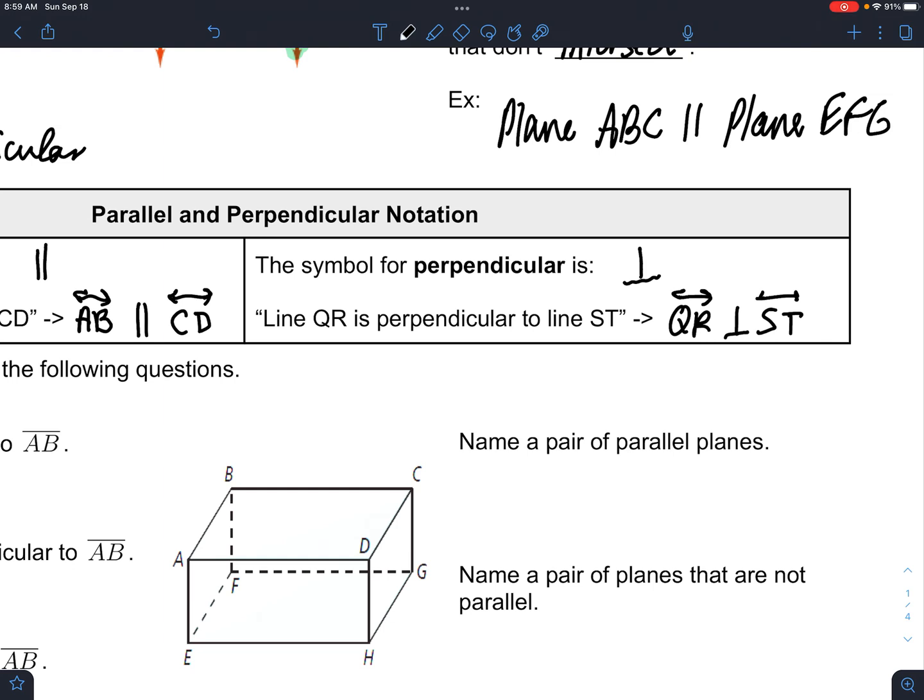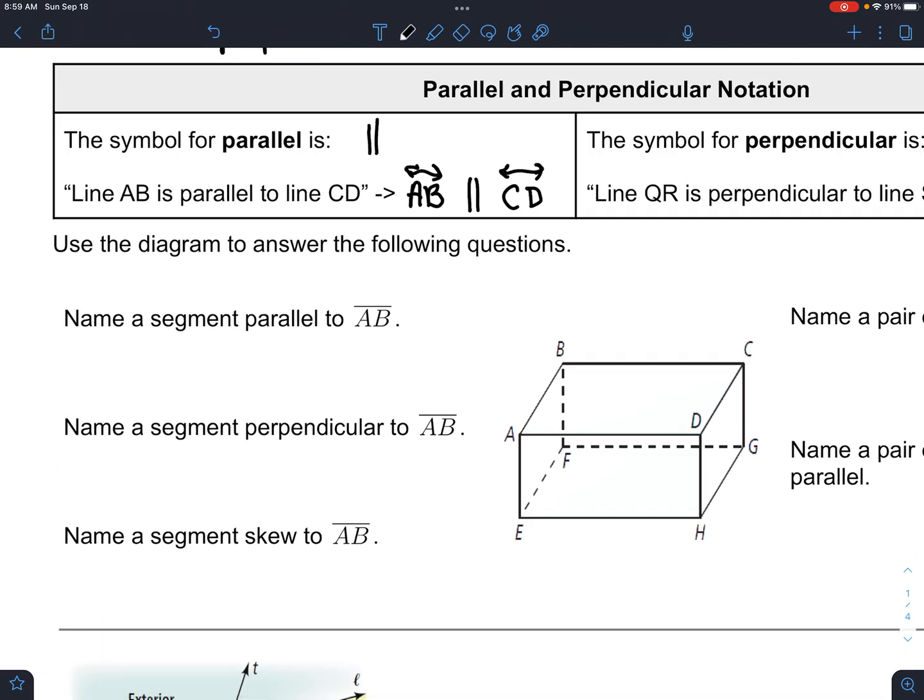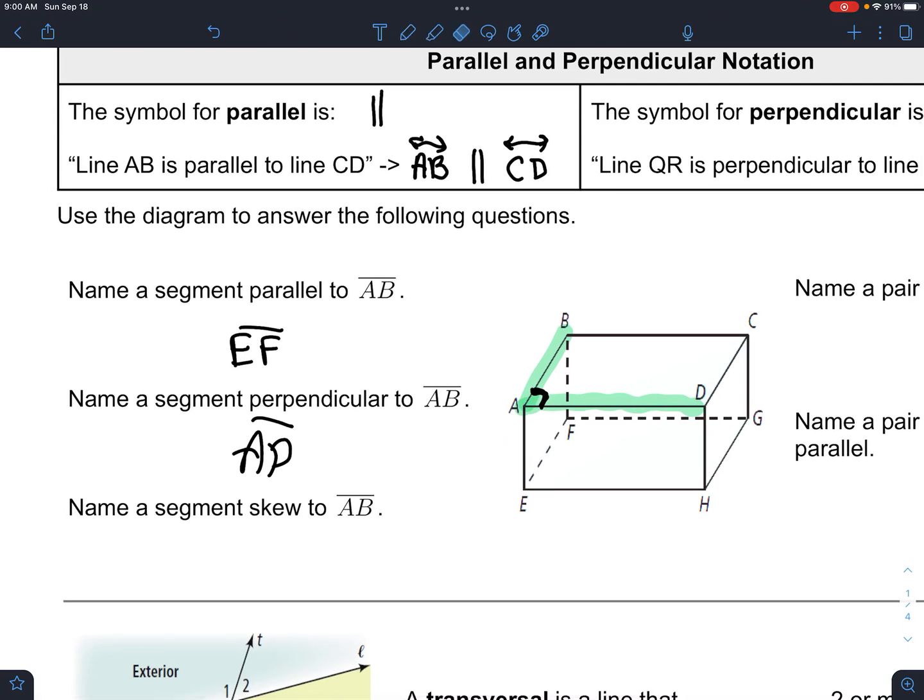Okay, so real quick, just some questions. Name a segment parallel to AB. Well, how about EF? They're in the same plane, and they don't touch. Parallel. Perpendicular. How about this one? AD. They do make a right angle. That's the only reason I know they're perpendicular. So they make that right angle. Skew.